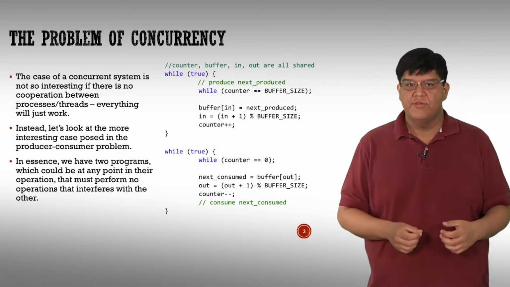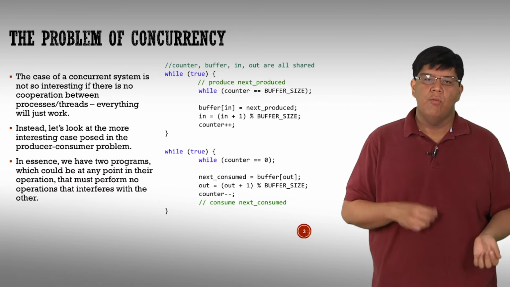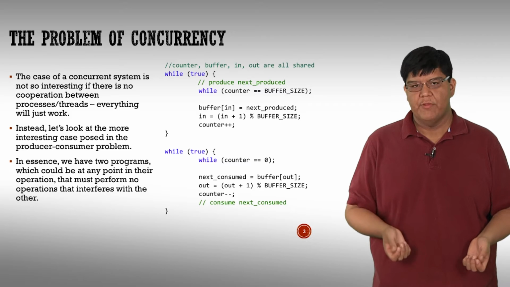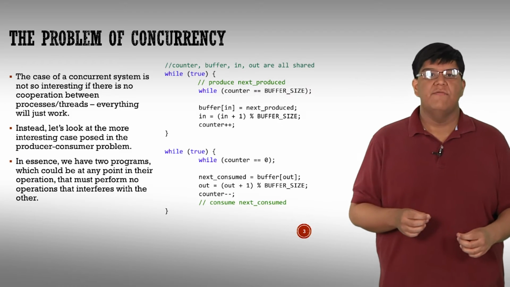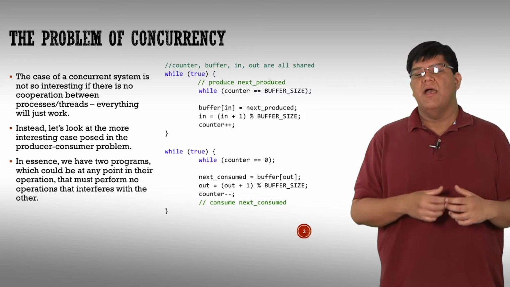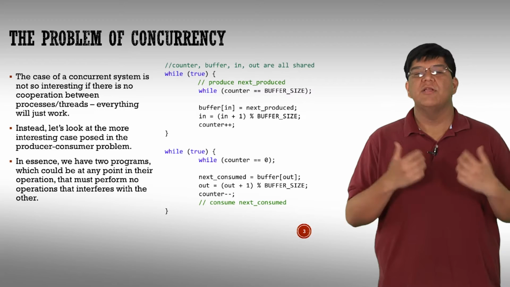So I have two processes running at the same time, working side by side. One whose job is to build stuff, one whose job is to consume stuff. So this is a classical problem. We'll actually try to address it in a few different ways, in a few different libraries. We'll use it a bunch of times.